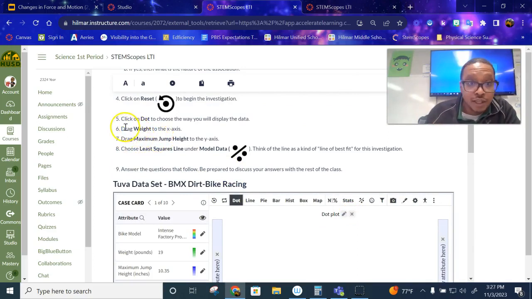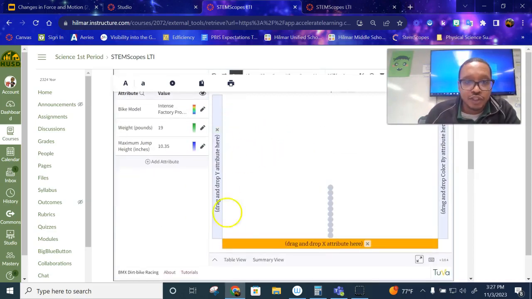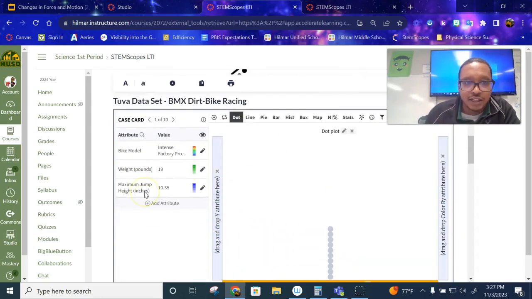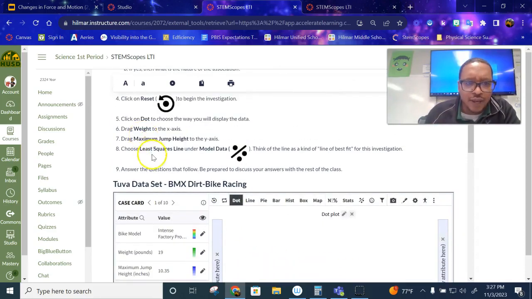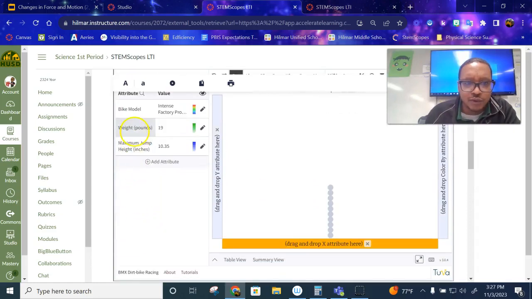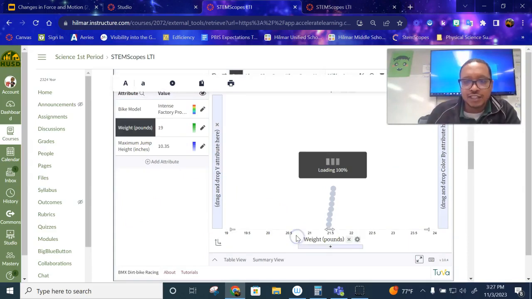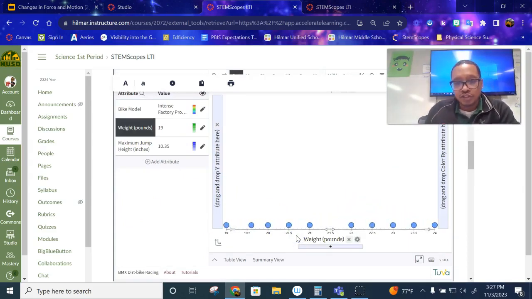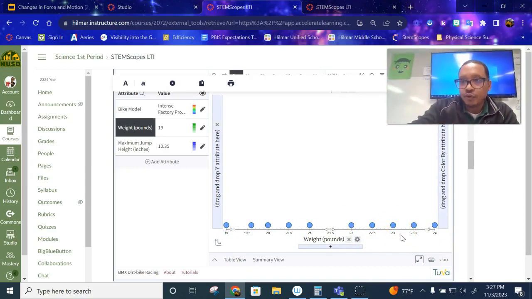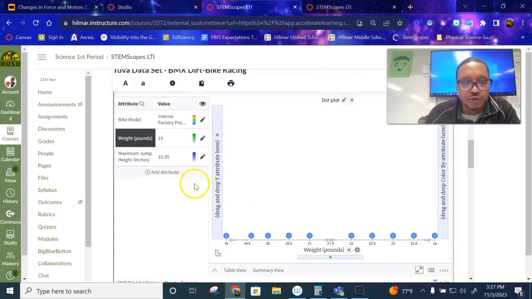Ooh, don't skip. So drag weight to the x-axis. And remember, going up and down is the y-axis, and going left to right is the x-axis. I forgot, oh, weight. That's the one I got to drag down there. So I'm going to grab weight right here, and then drag it on down to the x-axis. Boom. And as you can see, it put the numbers on the actual graph for the weight. So that's good. So now we're doing good there.